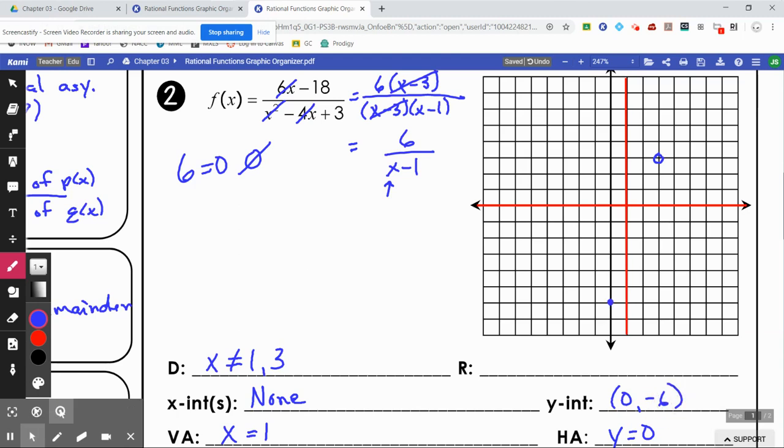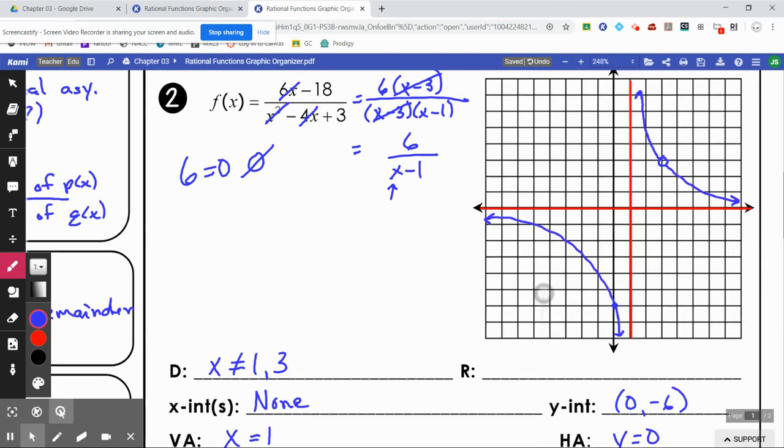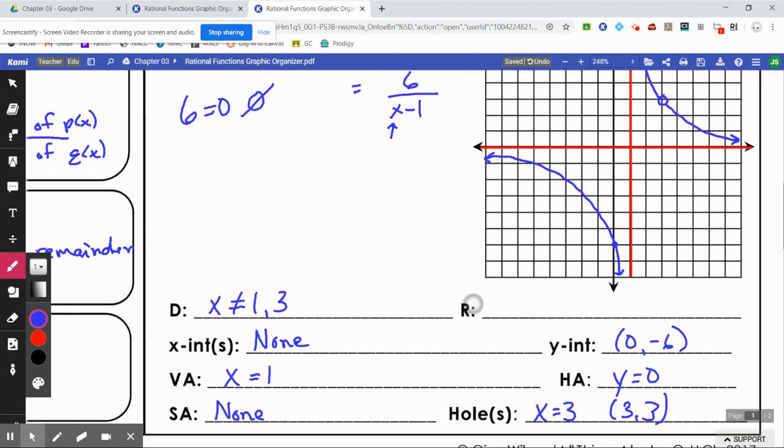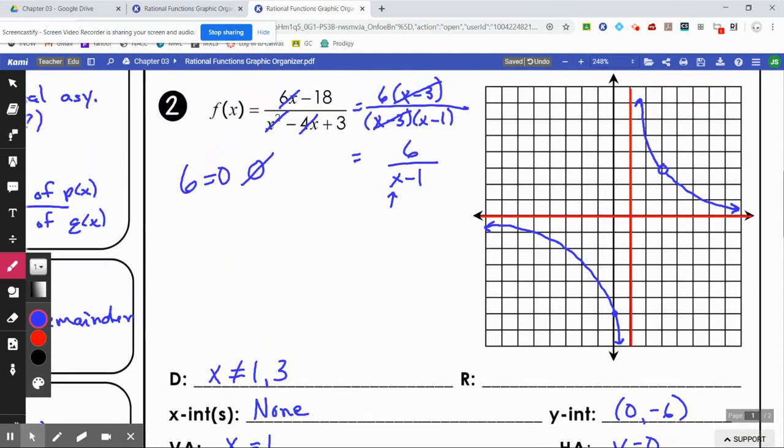Next up, you can do a t-table and follow your asymptote lines, and that will give you the general shape of your graph. Now for the range, I always like to save the range for last. For the range, you can just put all your excluded values for y. Your y will never be equal to where your horizontal asymptote is, which is 0, and your y will never be equal to 3, which is where the hole is in the graph.